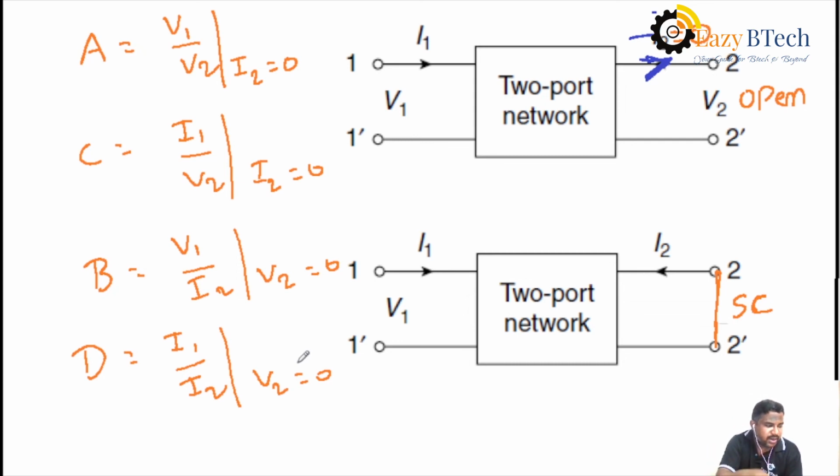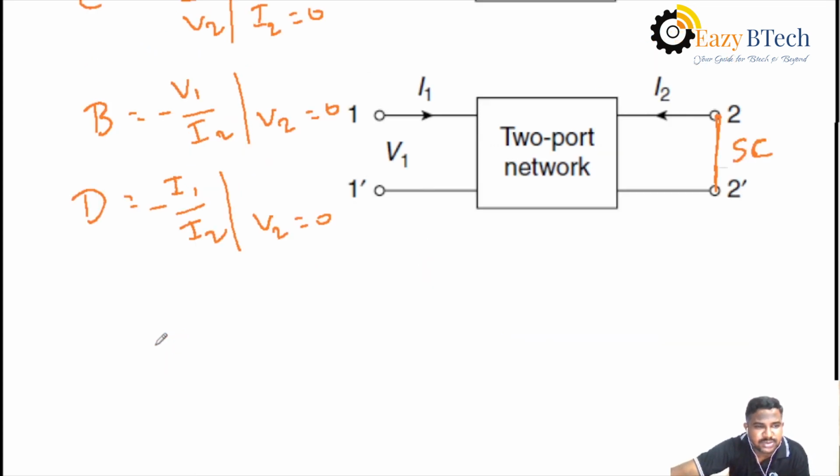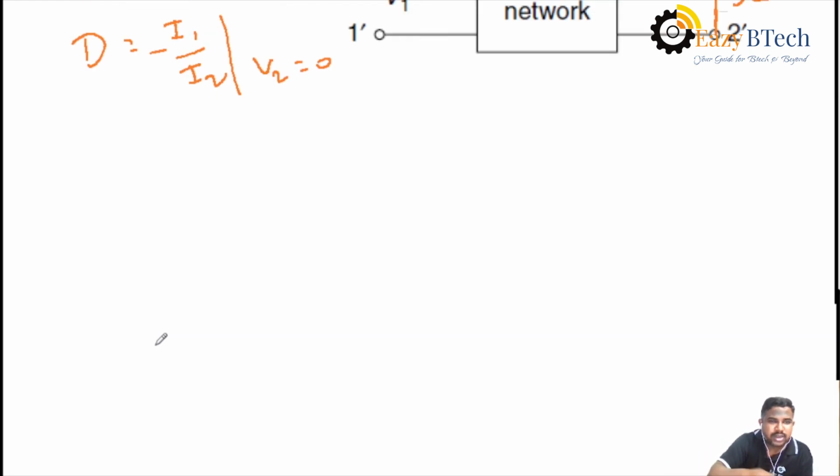Then after finding the A, B, C, D parameters, what is the condition here? Also, you can take a minus also. Why? Because the equation is in terms of minus. That's why you can bring parameters B and D also in terms of minus here.